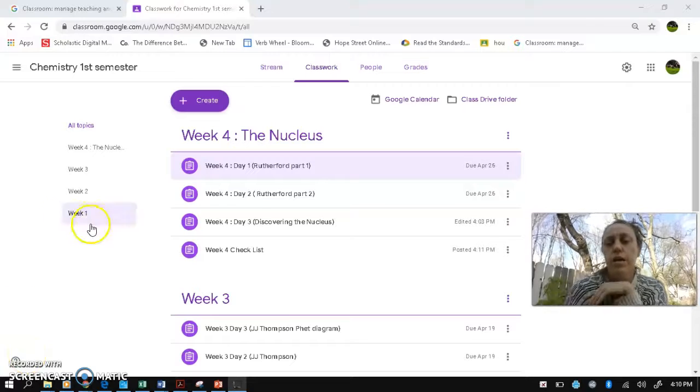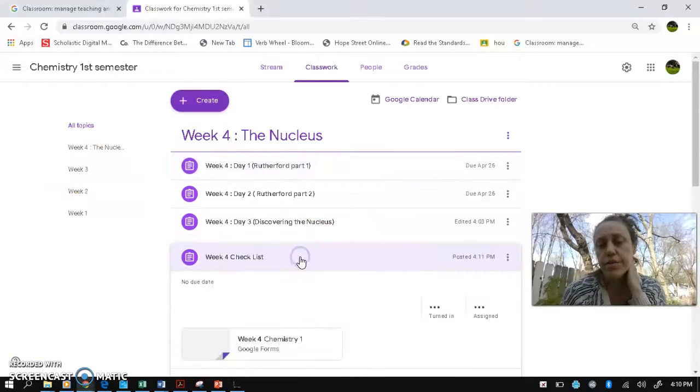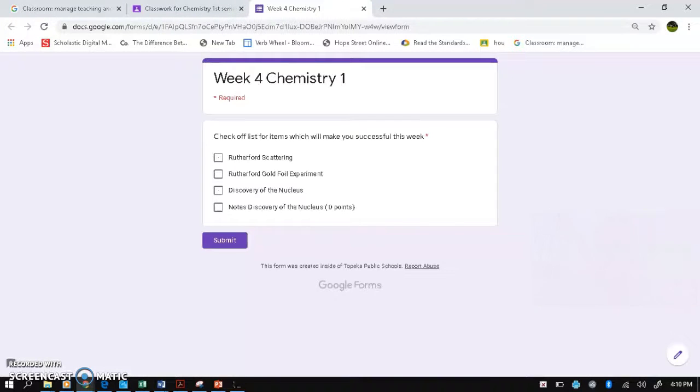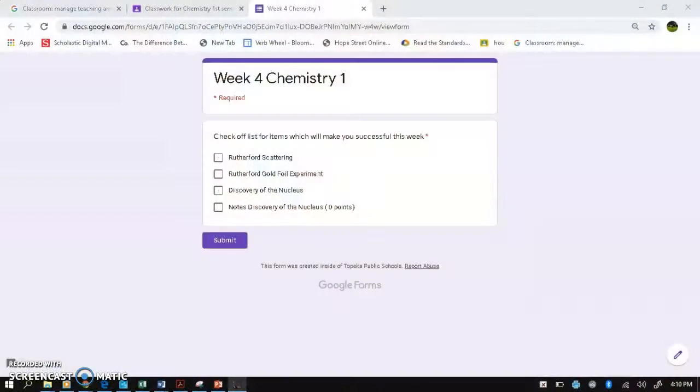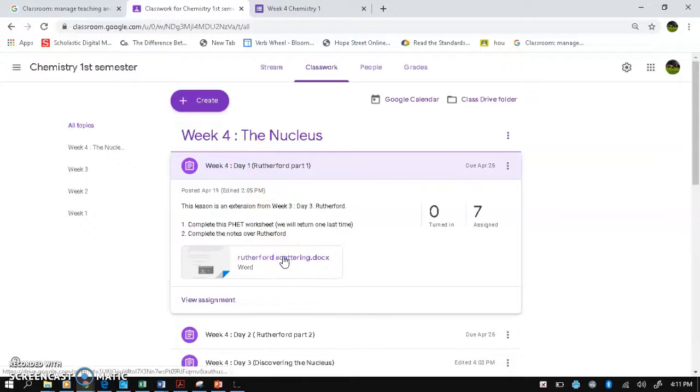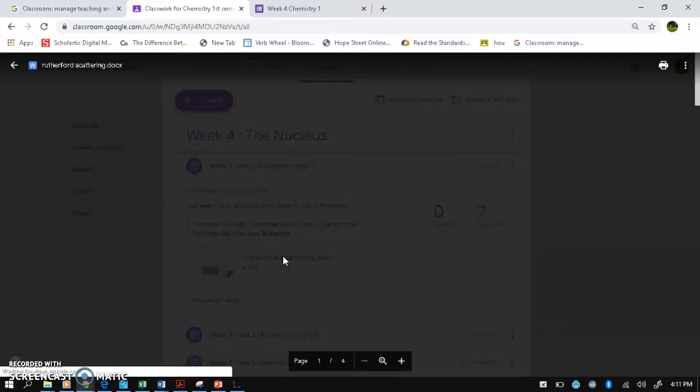First and foremost, just to remind you that you have a checklist that goes through. I'm going to go ahead and go through it. So you have all these, make sure you check them off and then you can submit. That's not worth any credit, it's just to let you know what would make you successful for the week.